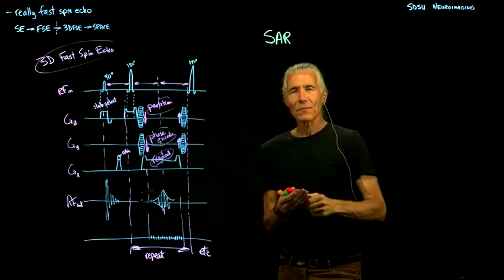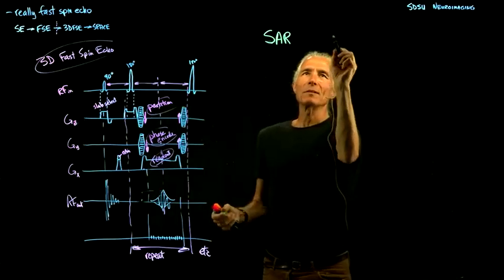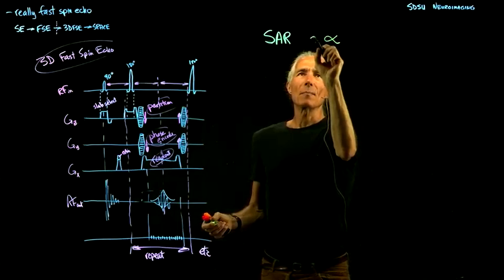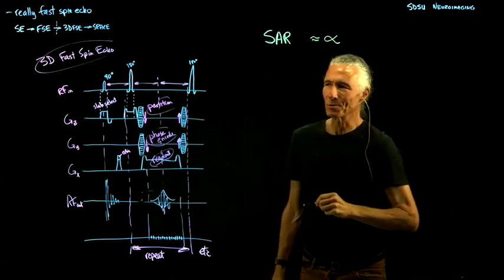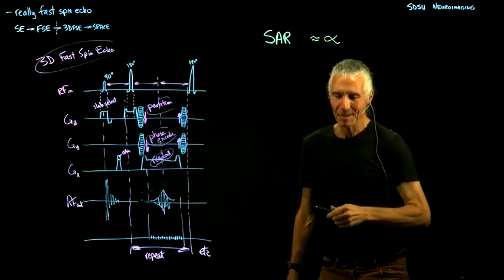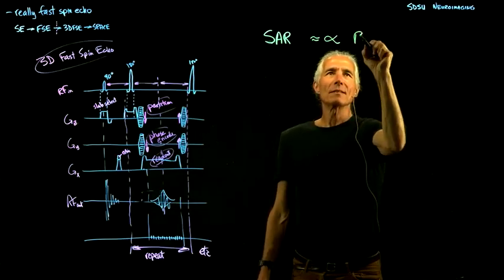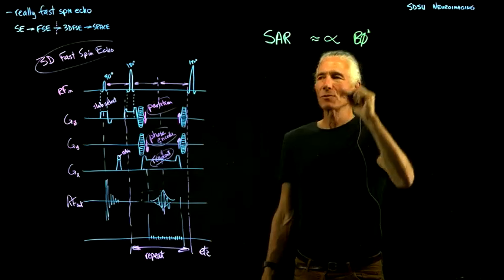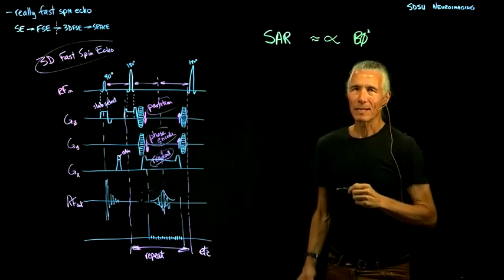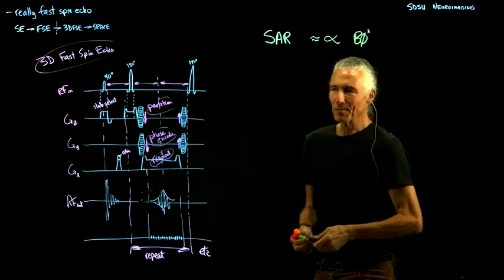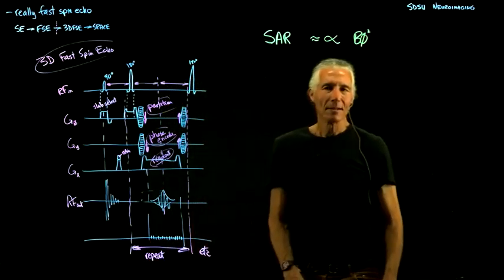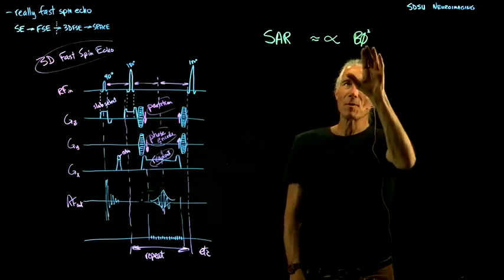And so what is the problem? Well, the problem is that this is approximately proportional to, that's what we're saying there. The RF is first proportional to B0 squared, approximately. So that's one of the reasons, as you up the Tesla, you have more and more problems with SAR.